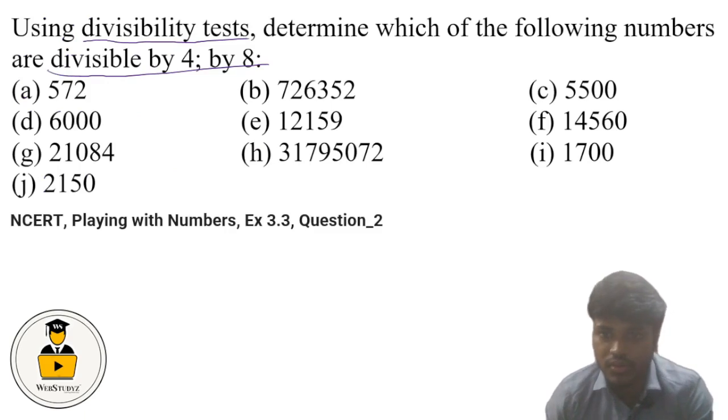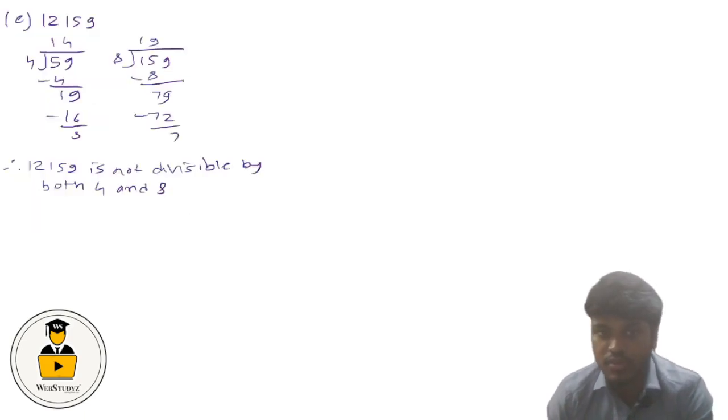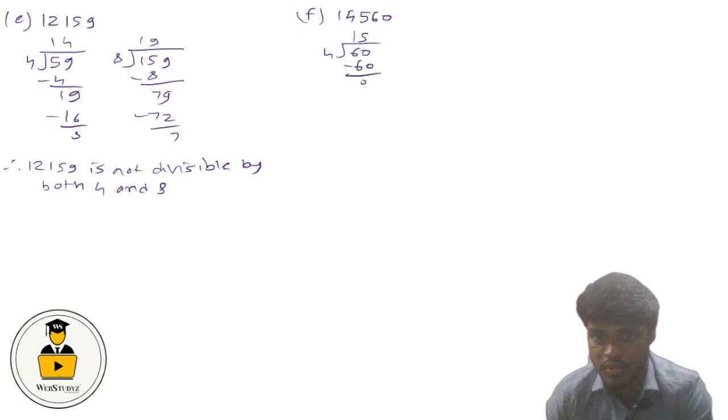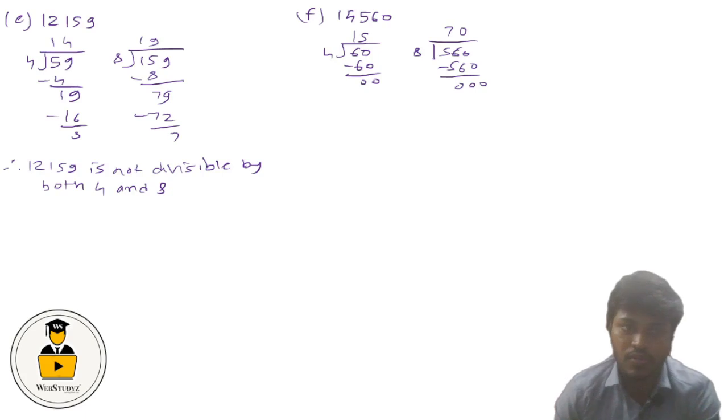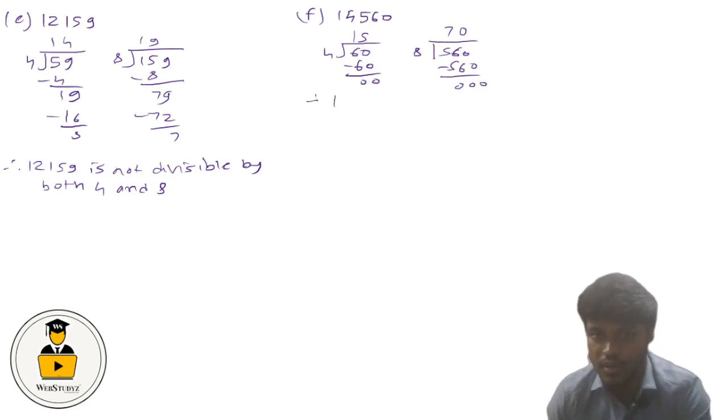Now next is 14,560. So for 4, we know that 15 fours are 60. So this is divisible by 4. The last three digits are 560. Now we know that 8 sevens are 56, so 8 into 70 will give us 560. It is divisible by 4 and 8. So therefore the number is divisible by both 4 and 8.